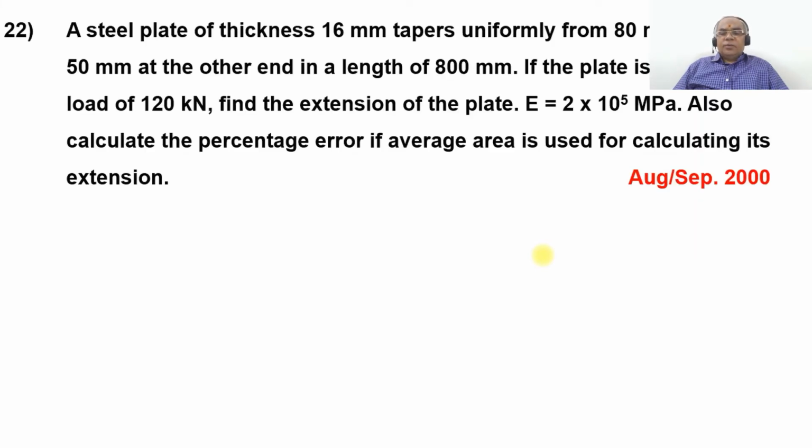So next we are going to take up one more problem. The problem reads as problem number 22. A steel plate of thickness 16 mm tapers uniformly from 80 mm at one end to 50 mm at the other end in a length of 800 mm. If the plate is subjected to a load of 120 kN, find the extension of the plate. Take E equal to 2 into 10 to the power of 5 MPa. Also calculate the percentage error if the average area is used for calculating its extension.